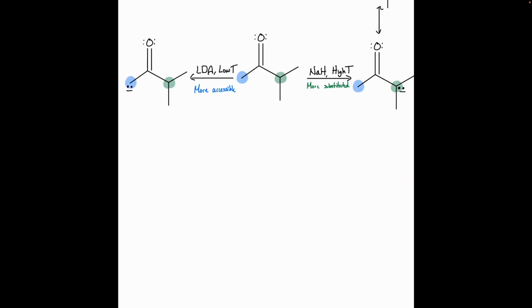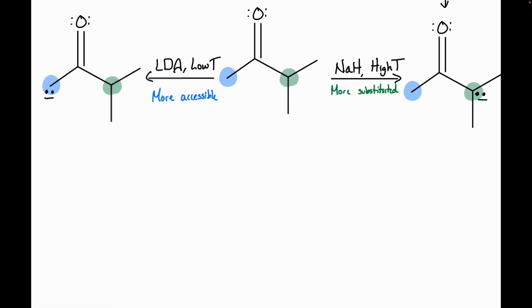Cool. All right, so basically we have these two different bases that we can use to create these different enolate ions, right? If we use the big bulky base at low temperatures, we'll get the more accessible enolate ion, where that negative charge is on the more accessible carbon. If we use our teeny tiny base at high temperatures, we'll get that more stable, more substituted enolate ion, all right? And so we can take these and react them with any one of our electrophiles.